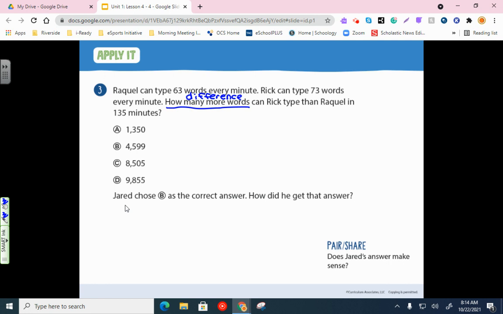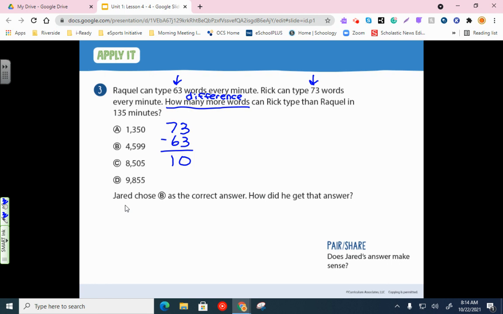Or before we even get into that, let's try this. Let's look at the difference between 63 and 73. So 73 minus 63, that gives us 10. And when we see 10, that's a good thing because we're multiplying by 10. It makes our multiplication really easy.